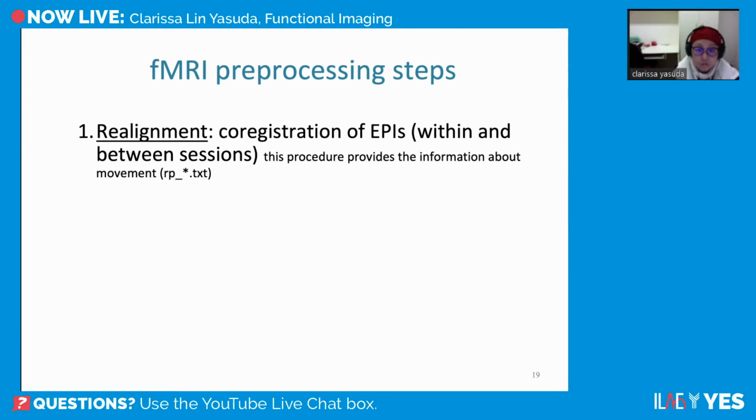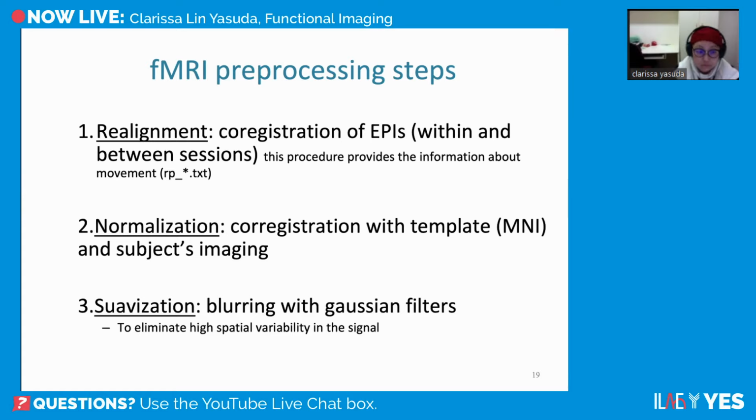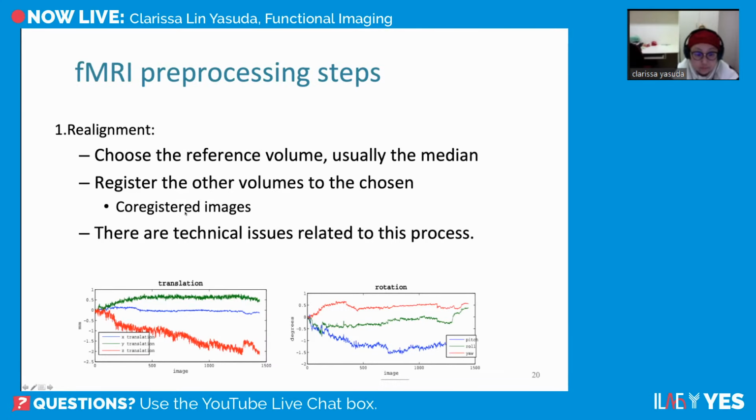You have the subject in the scanner, you acquire the images, and then you have some steps. Some steps we call pre-processing, based on realignment, normalizing, and smoothing. We have to take into account the movements of the subject, because sometimes the subject moves the head a little bit, and then you have to account for that.